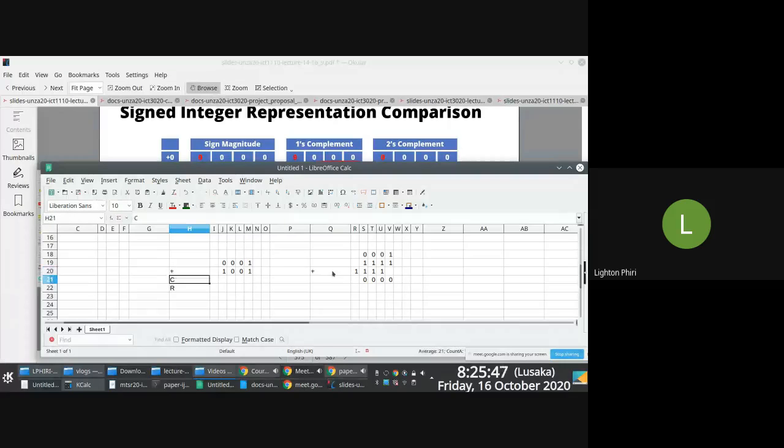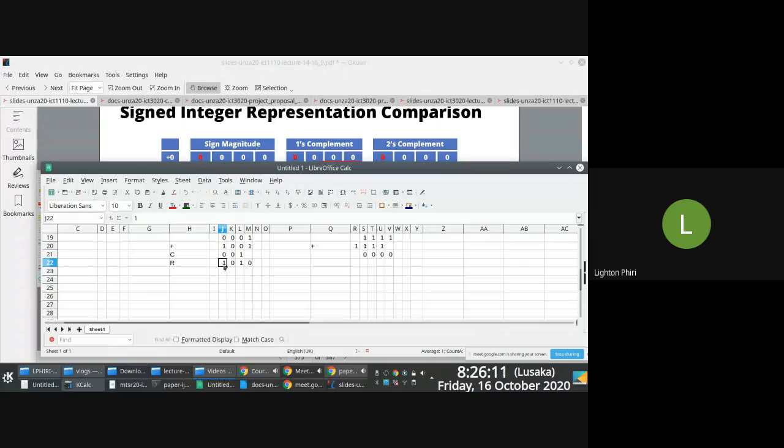1 and 1 gives us 0, carry 1. 0, 0, 1 gives us 1, carry 0. 0, 0, 0 gives us 0, carry 0. 0, 1, 0 gives us 1, carry 0. And then this is it. If you look at this result, 1, 1, 0, 1, 0.